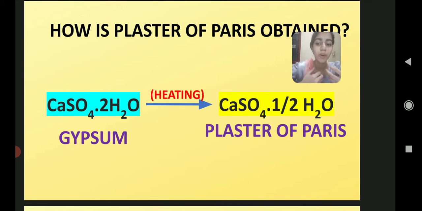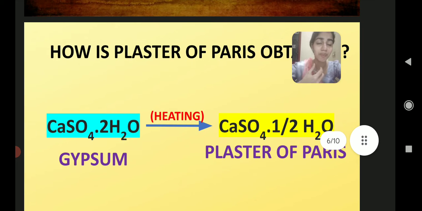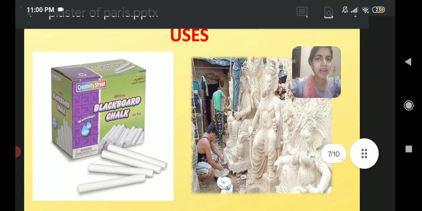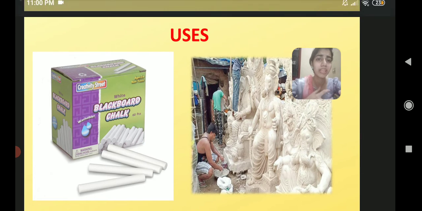Okay, so when we mix this plaster of Paris with water, after 10 to 15 minutes, it starts getting hardened. Same like cement, when we mix water to it, it will become hardened. Now let's move on to the uses of plaster of Paris. So plaster of Paris is widely used in so many things.